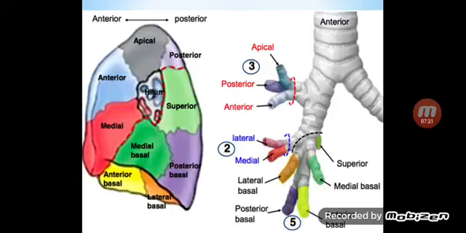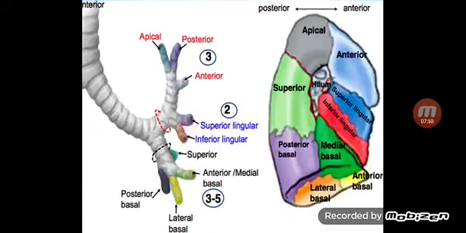The lower lobe is the inferior lobe. It has the superior segment, which we sometimes call apical, then medial basal and lateral basal, and anterior basal and posterior basal. So it has the superior, anterior, posterior, medial, and lateral basal bronchopulmonary segments. This is for the right lung.